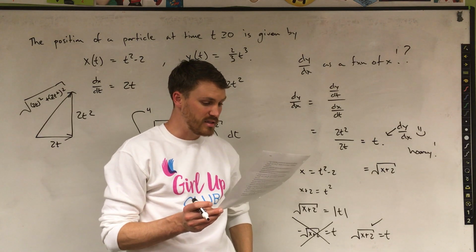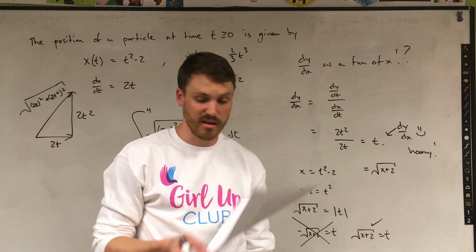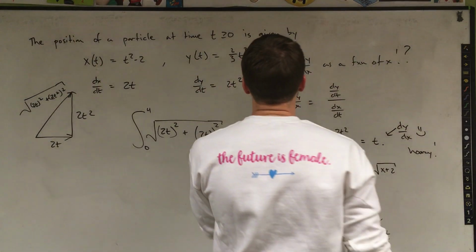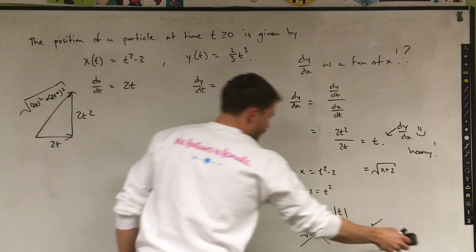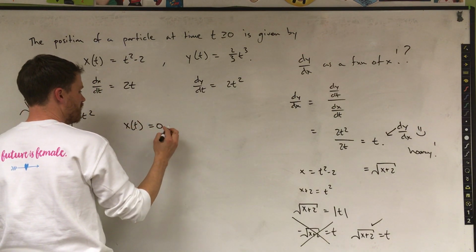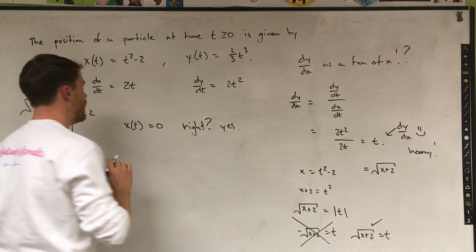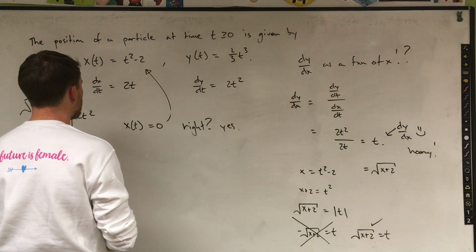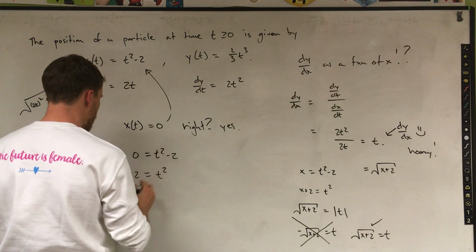Cool. D, at what time t is the particle on the y-axis? And find the acceleration vector at this time. On the y-axis means x of t has to equal 0, right? Yes, because if x is 0, then I'm on the y-axis. So I come up to my horizontal position equation and say 0 needs to equal t squared minus 2. Therefore, 2 needs to equal t squared.